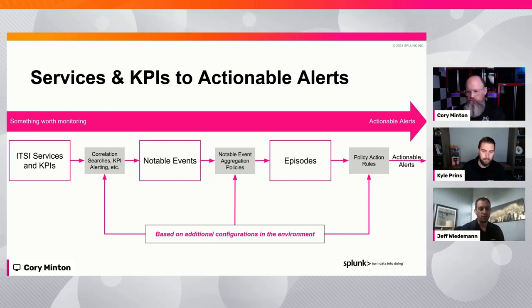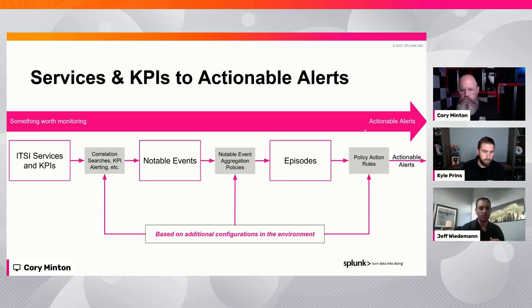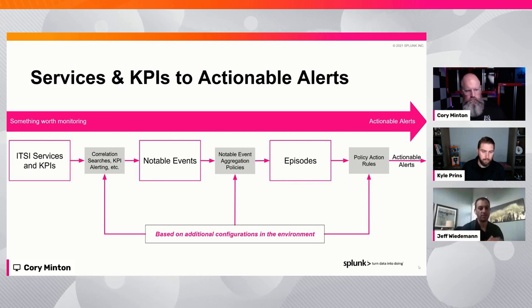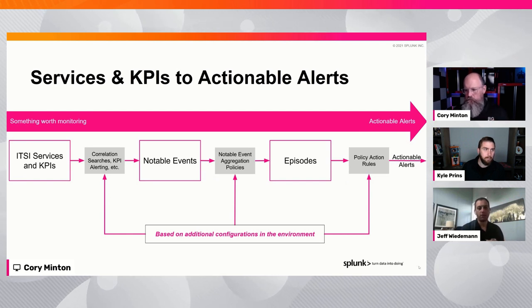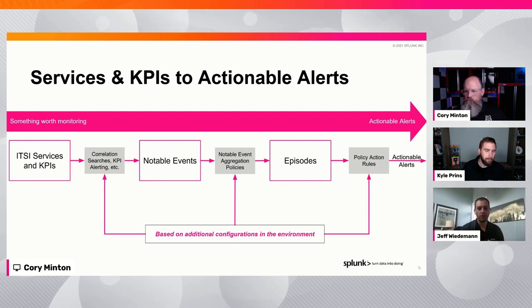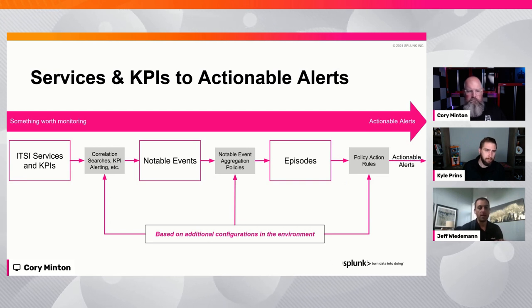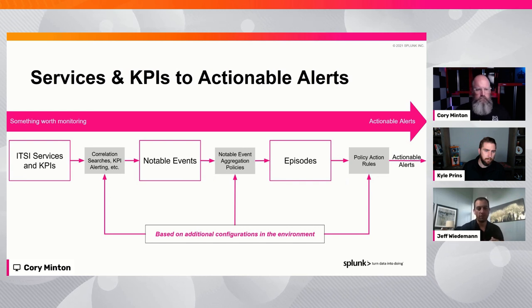And I've used this visualization multiple times to describe the pipeline processing that we go through inside of ITSI to go from services and KPIs all the way to actionable alerts. Once we have our services and KPIs built, the first thing we're going to do is start to produce what we call notable events. You can think of these almost like alarms from an external monitoring tool. These are moments in time where either a service or a KPI is exhibiting some sort of behavior that indicates that it's not healthy right now.